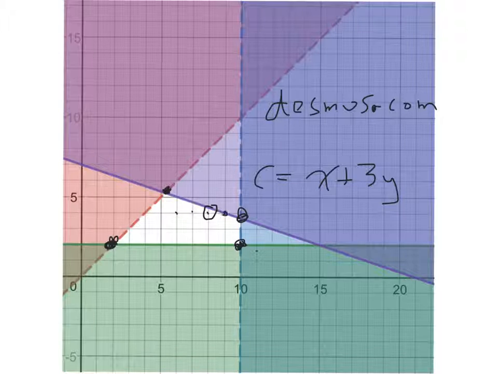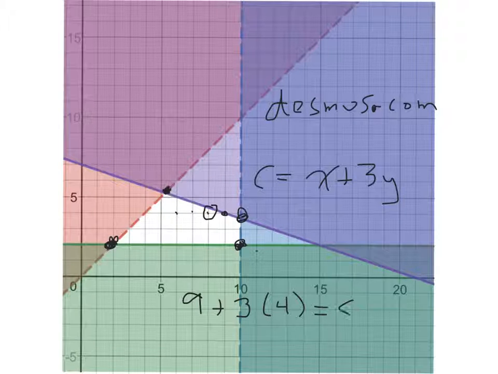I think I might correct myself. Does that intersect? 9 packets of seeds and 4 plants. 9 plus 3 times 4. Yes, indeedy, we can spend $21.